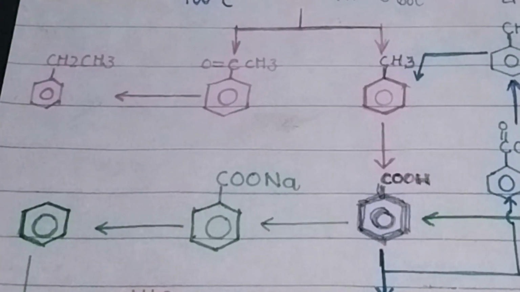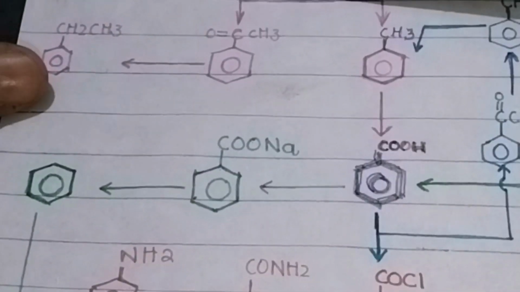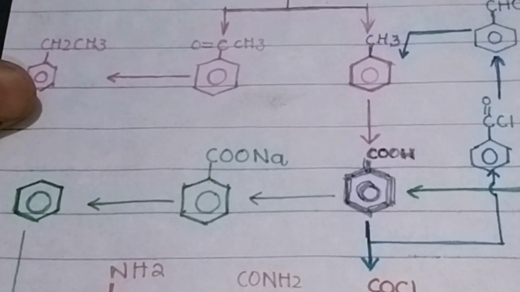Today we're going to discuss conversions of aromatic compounds, or functional group interconversion. What is functional group interconversion? Here we have a benzene ring. Basically, we have a benzene ring and different functional groups attached on the benzene ring to form different compounds.